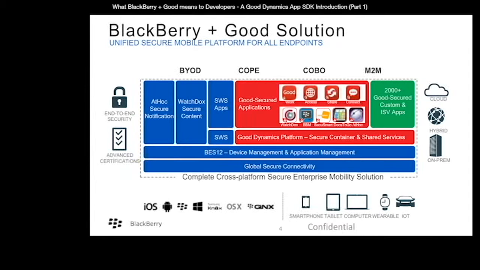What does it look like for you as a developer? Because that's what this webcast is about. Well, at its core level here, you've got Good secured applications today that are in market today. You've got Good Work, Good Access, and so on. You now also have the BlackBerry-built application services such as Watchdogs, BBM, Ad Hoc, and so on, also embedded inside the Good secure containers. So that's the section in the middle there.